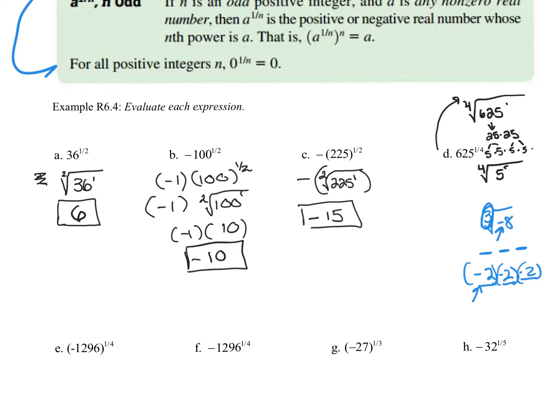Oh, no, sorry, 5 to the 4th power, because I had 4 of them: 1, 2, 3, 4. The fourth root and the fourth power undo each other. It's like saying 5 to the 4th power over the fourth root. Well, 4 divided by 4 is 1. 5 to the first is just a 5.